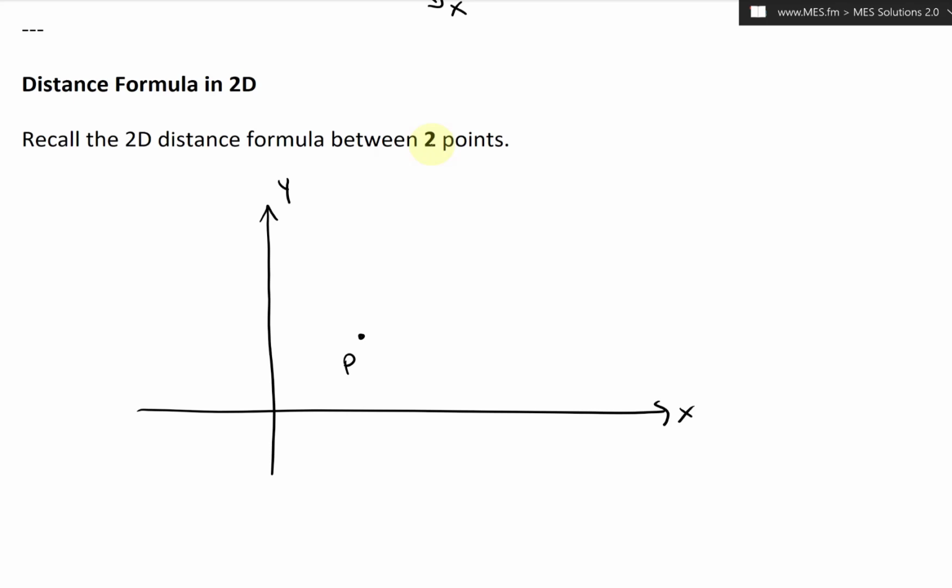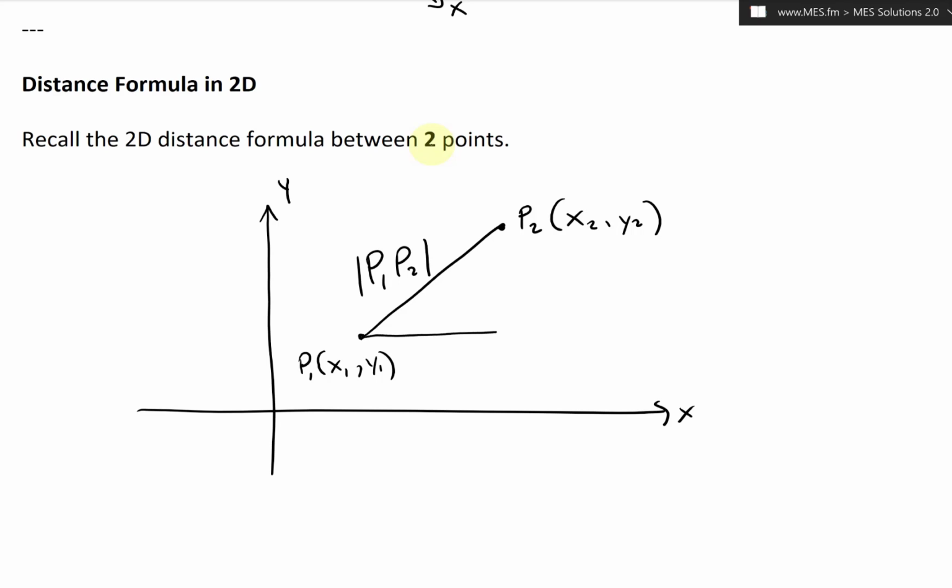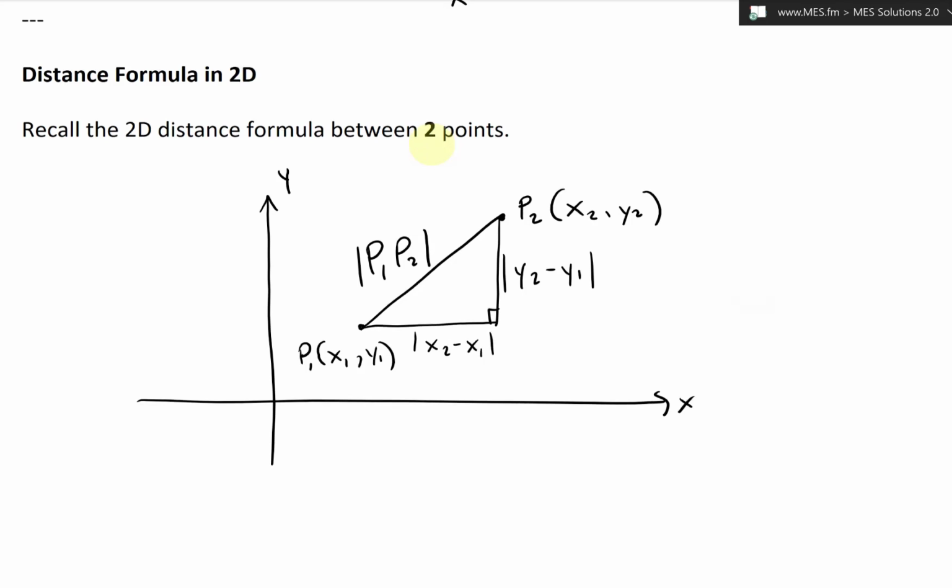This is point 1, P1, with coordinates x1 and y1. And then let's say I have a point here, P2, with coordinates x2, y2. So the distance between these, call this the absolute value of P1P2, is the distance. Then we could use Pythagoras, draw a right angle triangle, and this distance here is going to be the absolute value of y2 minus y1, and this is the absolute value of x2 minus x1.